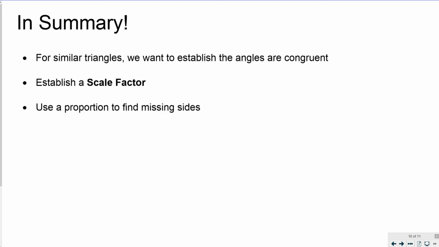So in summary, guys, for similar triangles, you want to establish the angles are congruent first. Then you want to establish a scale factor, and then use a proportion to find missing sides. So that's it for today's lesson on similar triangles.